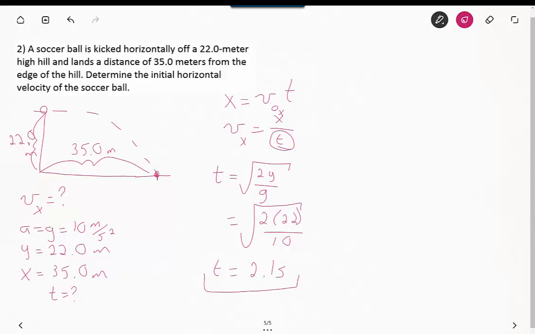Now that we know that, we can go back up to this equation and say, the velocity in the x direction is the x displacement of 35.0 meters over the time. Now the time really was not 2.1, it was 2.0976. So that's what I tend to put in to get a more accurate value. And this turns out to give us an initial velocity of this soccer ball of 16.69 meters per second.